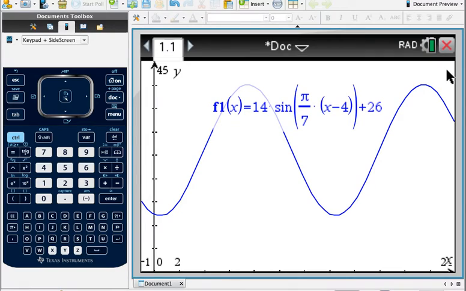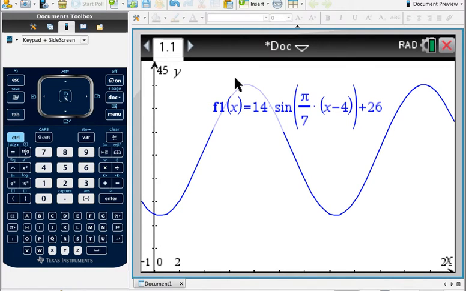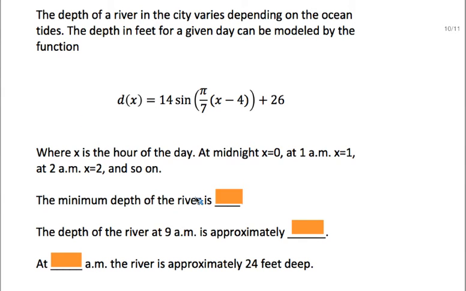Okay. So let's go ahead and start answering the questions. I have it graphed. I can look back at the calculator anytime I want to. Let me move my calculator over a bit. There we go. Now it'll be easier to pull it up. All right. So now the first question is, what's the minimum depth of the river? And notice these are not multiple choice. These are fill in the blanks. On your test, this type of question is going to be a fill in the blank one. So make sure you know how to do this.